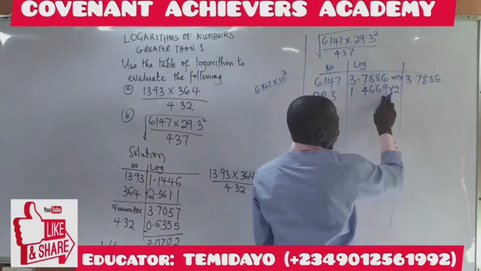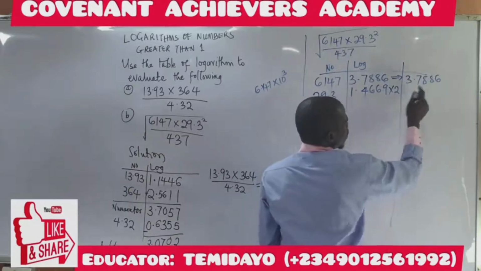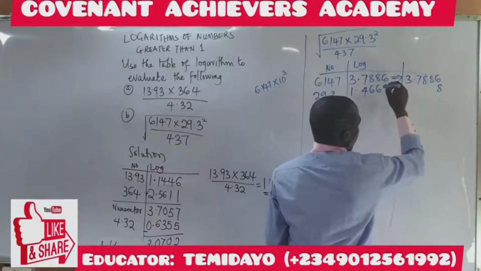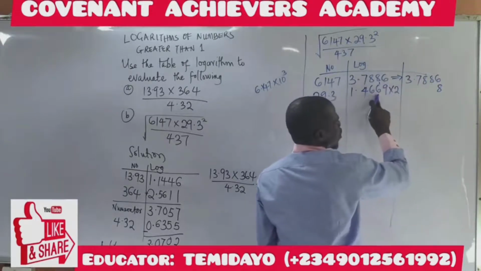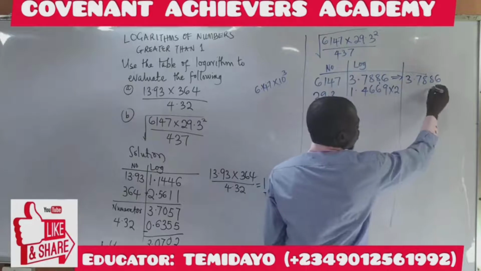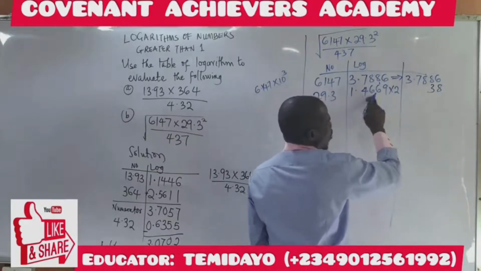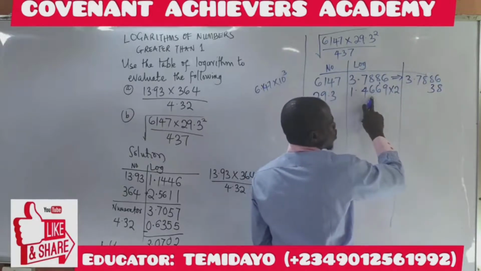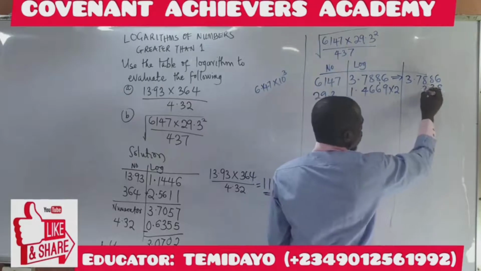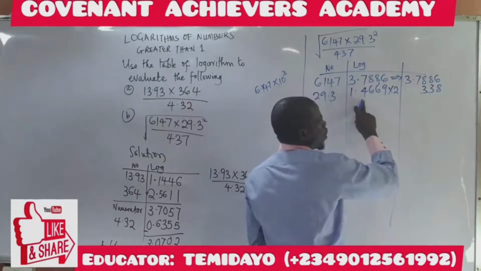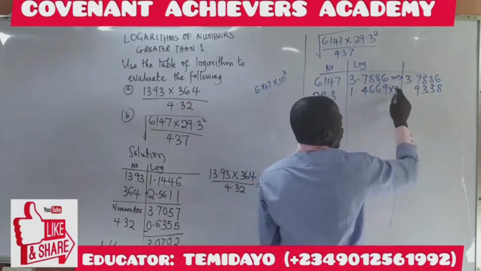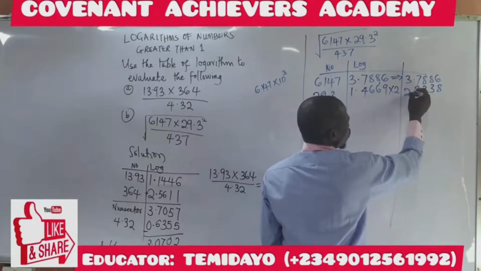You're having 3.7886. 2 times 9 is 18. That's 8, carry 1. 2 times 6, 12, plus 1, 13. 3. 2 times 6 again, that's 12 plus 1 again, 3 again. Then 2 times 4, 8, plus 1, 9. And 2 times 1, that's 2 points.